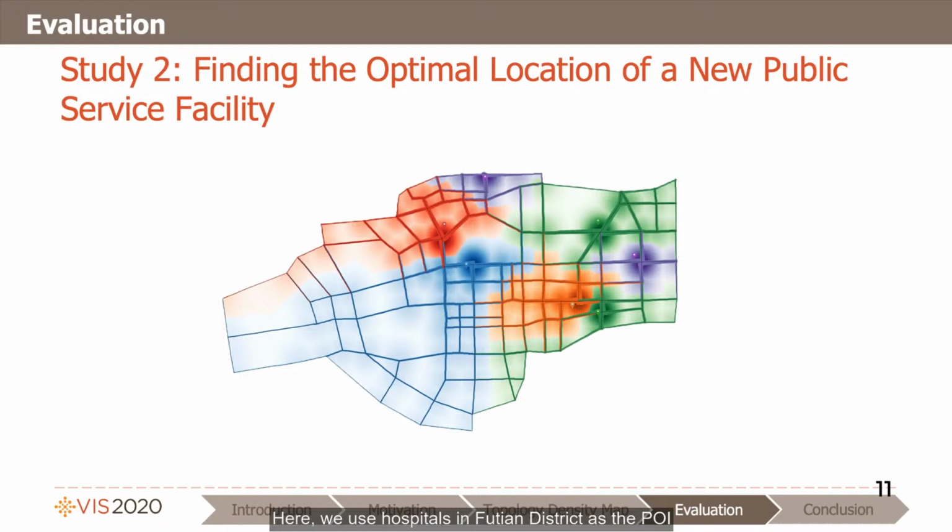Here, we use hospitals in Futian district as a point of interest. The figure presents the density field of accessibility measured from the hospitals, which is unbalanced in the district, as currently the hospitals are concentrated in the east part of Futian district. The government decided to build a new hospital and tries to find a suitable location. A critical consideration here is that hospitals should make the distribution of medical service more balanced.